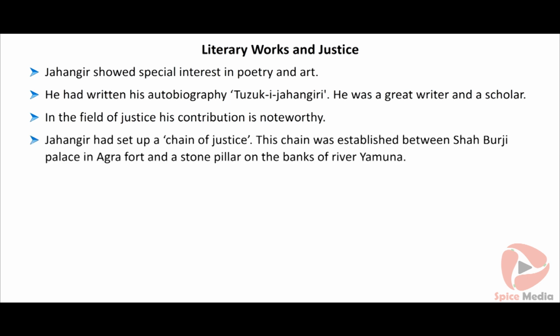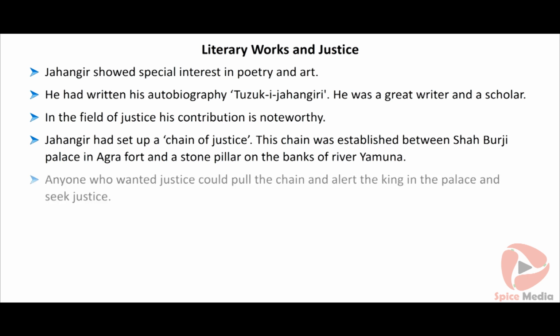Jahangir set up something called a chain of justice. This chain was installed between Shah Burji Palace in Agra Fort and a stone pillar on the banks of the river Yamuna. Anyone who wanted justice could pull the chain and alert the king in the palace and seek justice.